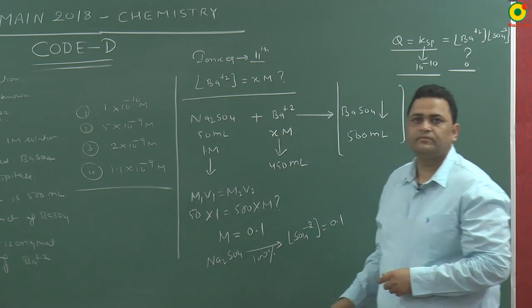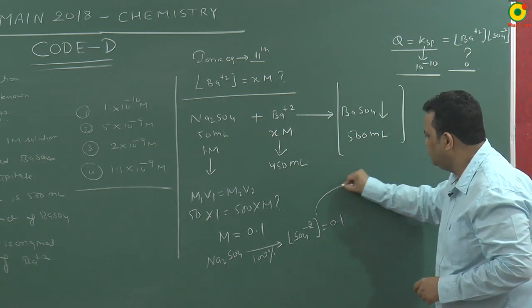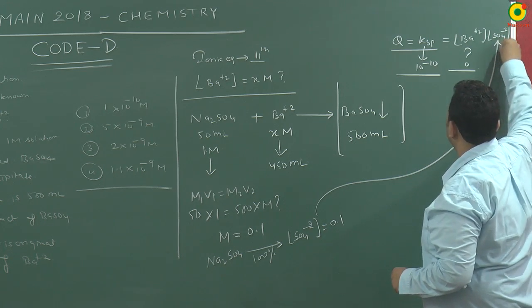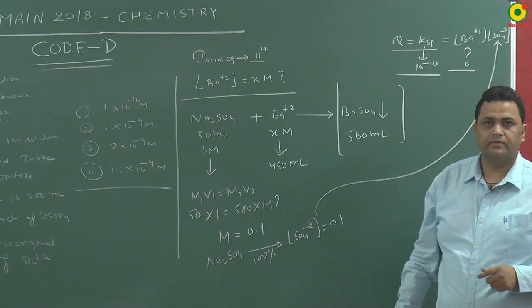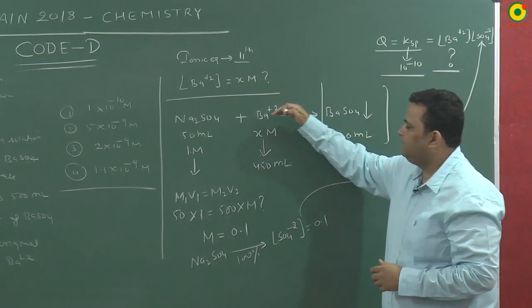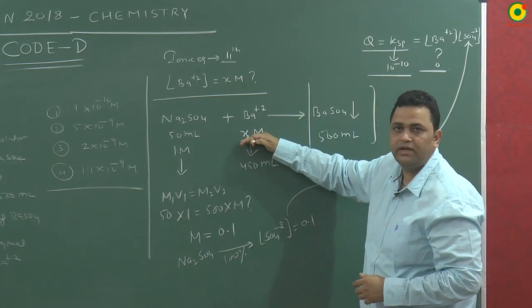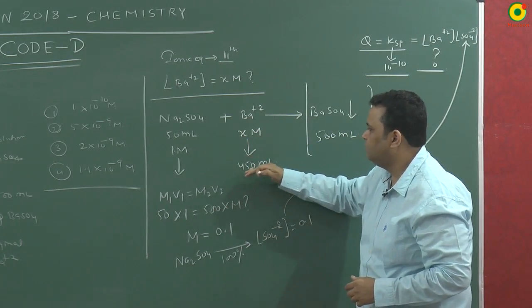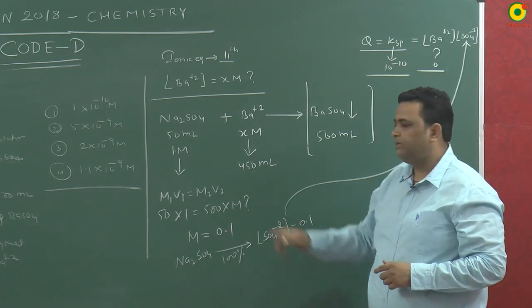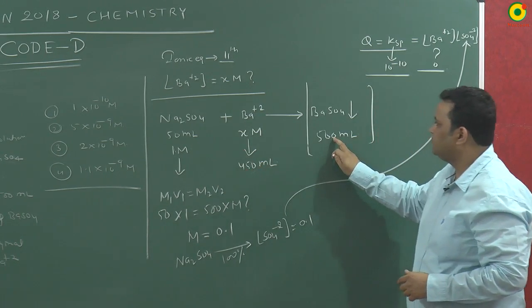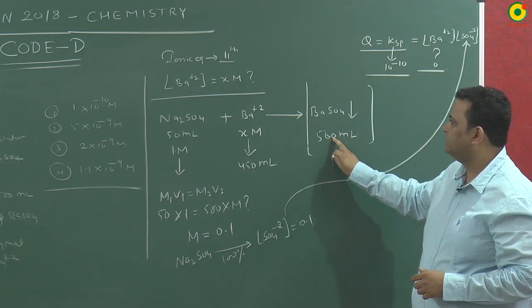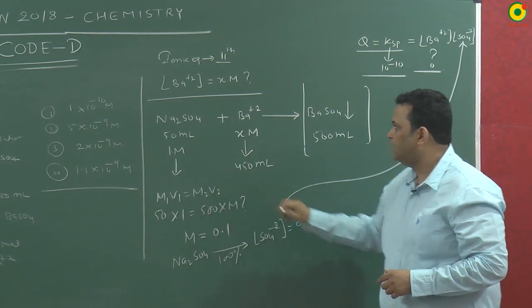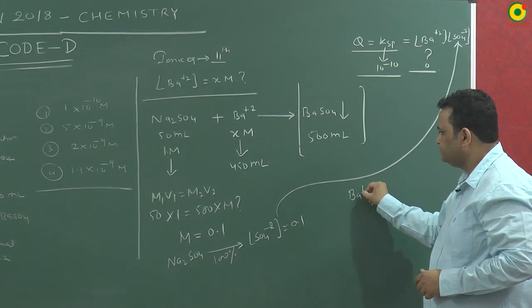ionized. What will we do? We will put this concentration into this formula. Now Ba2+ was originally x molar and the volume added was 450 ml. But after mixing, the final volume is 500 ml. Again we are putting this formula for Ba2+.